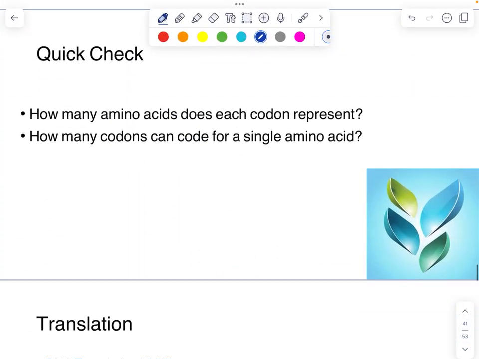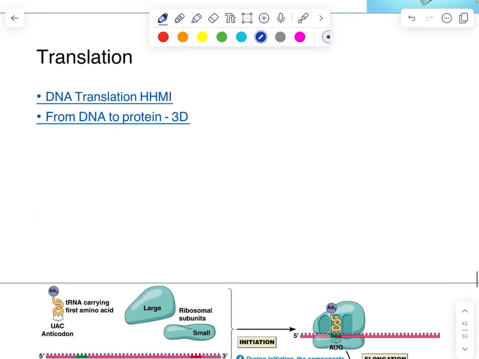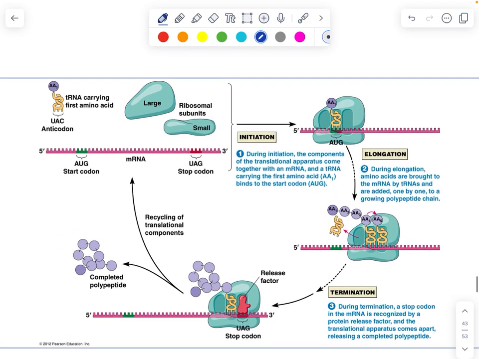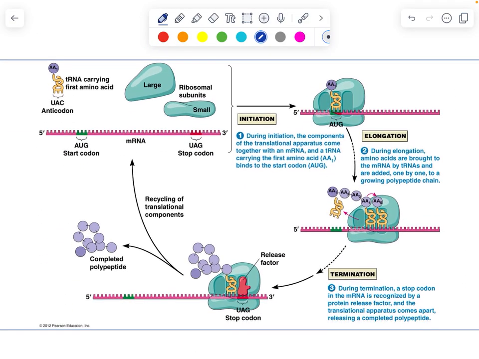Okay, and so how many amino acids does each codon represent? How many codons can code for a single amino acid? Well, this is multiple. Multiple different codons can code for the same amino acid, but this is 1-to-1. One codon represents one amino acid, okay? And so translation, I'll show you some videos in class, but basically, translation happens. There's initiation, elongation, termination. I'm probably not going to quiz you on that.